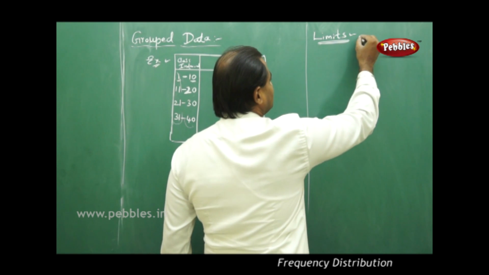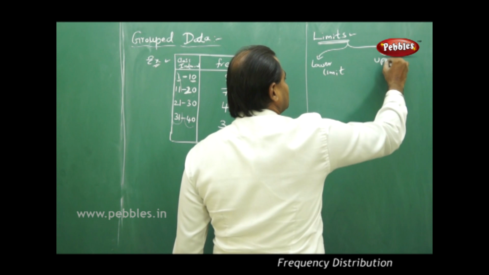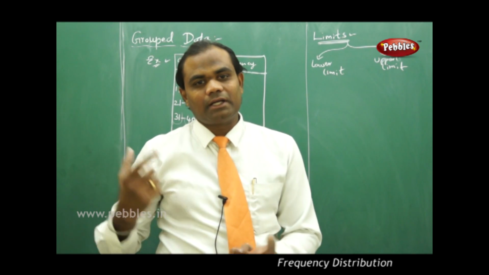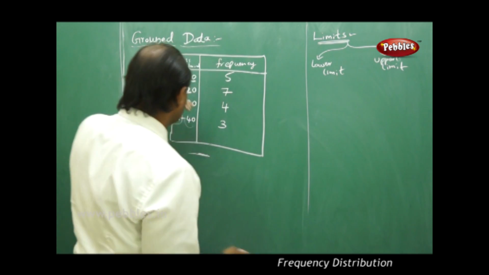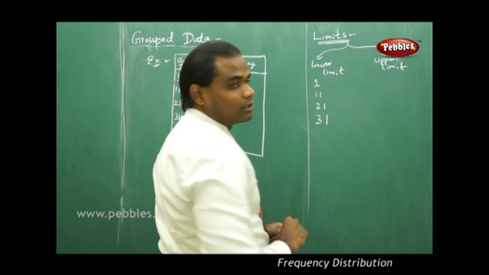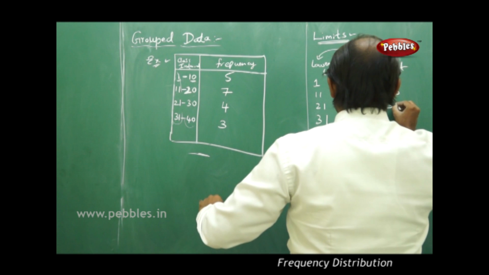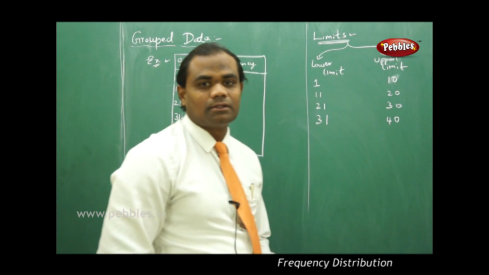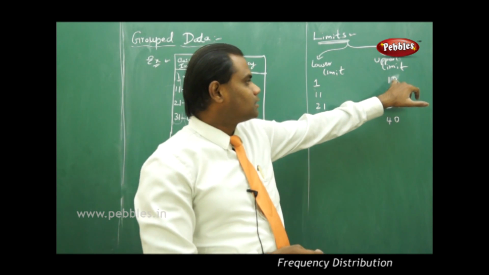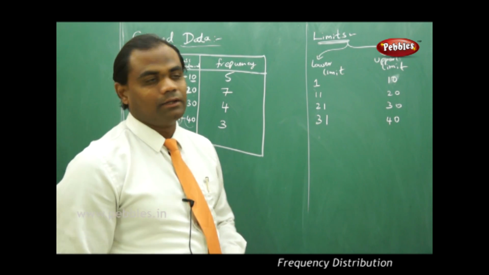Therefore, there are two types of limits: one is the lower limit and the next is the upper limit. Each range will have the lowest value, which is considered the lower limit, and the highest value, which is considered the upper limit. In each group, 1, 11, 21 and 31 are the lower limits and 10, 20, 30 and 40 are the upper limits. So in the given example problem where the class interval range is given, my lower limits are 1, 11, 21 and 31 and upper limits are 10, 20, 30 and 40. This is how I identify the limits of the given grouped data.